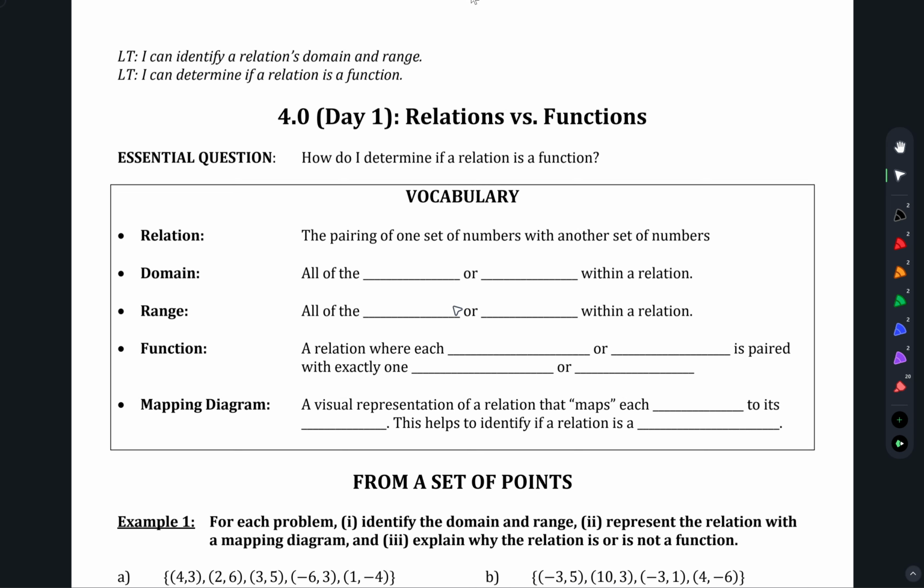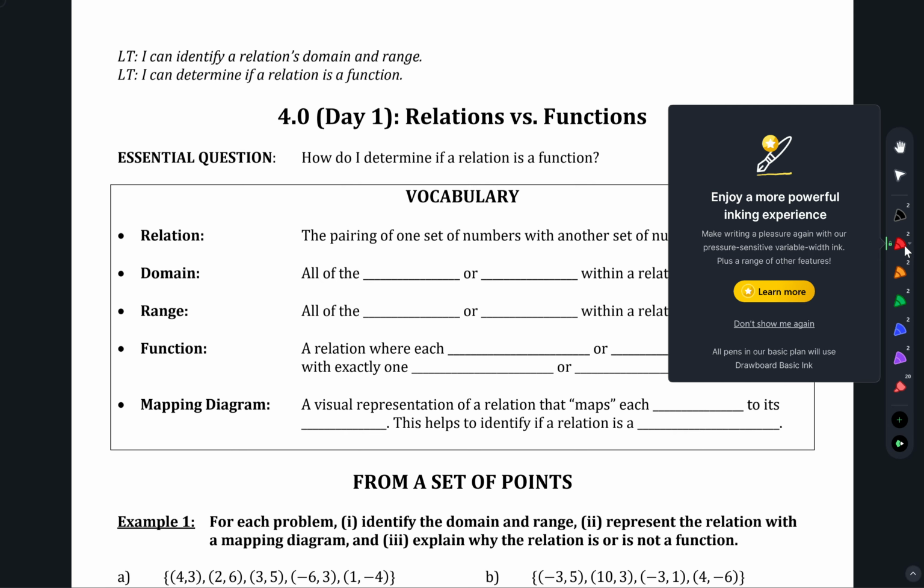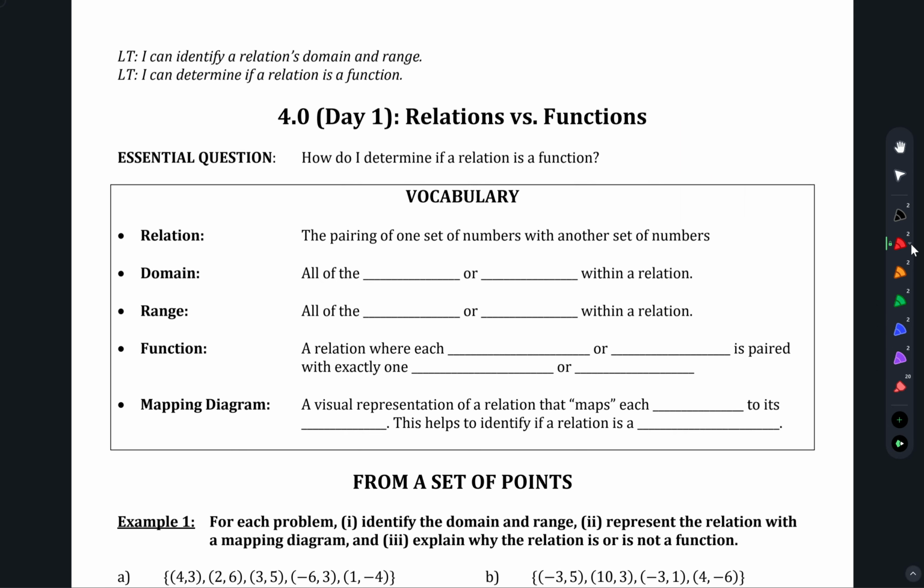And we are talking relations versus functions. The first vocab word that we have here is a relation. A relation is when we pair two sets of numbers together. So basically like x's and y's. If I have x's and I have y's, I have a relation.